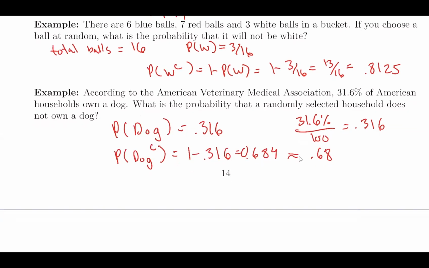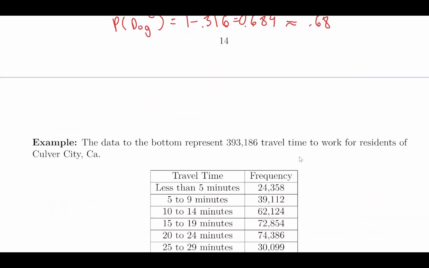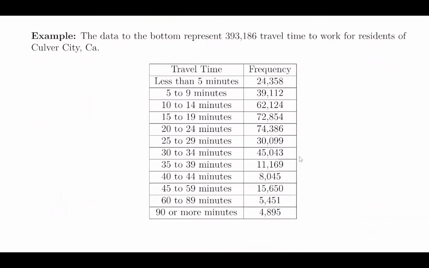All right, so let's move on to something not tougher, but with a little bit more thinking involved. For this one, it said the data at the bottom represent 393,186 travel times to work for residents of Culver City, California. So we have the travel time to the left, we have the frequency to the right.